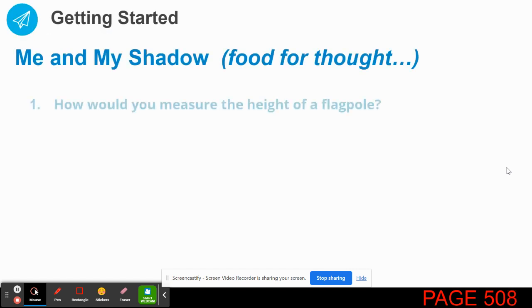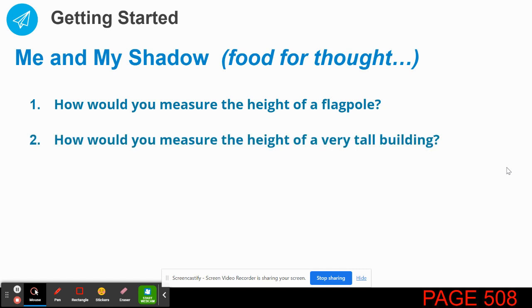All right, me and my shadow. How would you measure the height of a flagpole? Again, something that's not as easy to measure. We can't take a direct measurement of a flagpole or the height of a very tall building. So we use this idea of indirect measurement, where we use similar triangles in order to determine the height or the distance of something that would not be easily measured by hand.